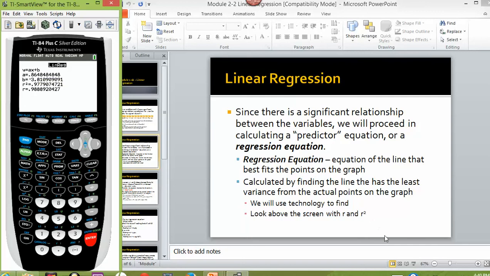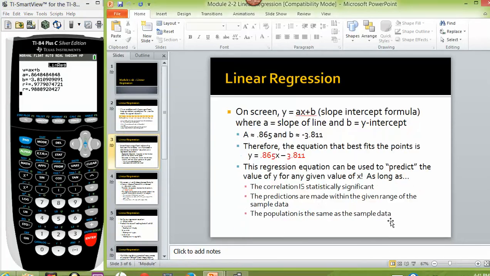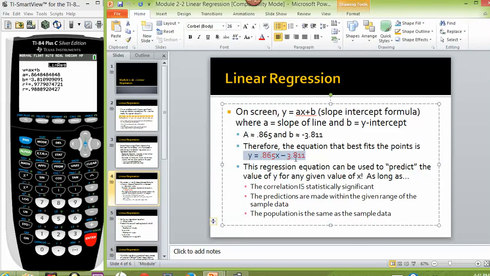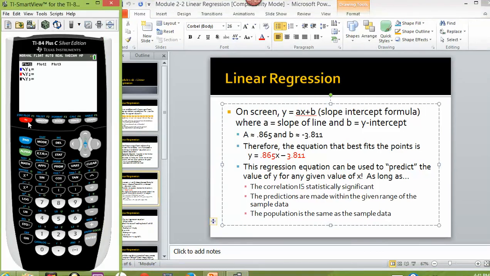So we're going to go back to the slideshow here. This is my linear regression equation, and before I go any further, I'm going to go to the next slide first. We can see that this would be the linear regression for x and y. And I'm going to put that into the y equals screen, a screen where we can enter equations and see their graphs.